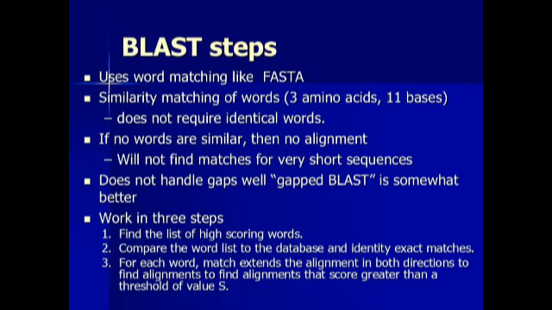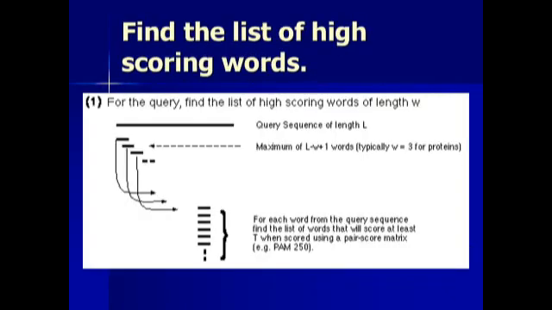So it will work in 3 steps. It will find the list of high scoring words. Then it will compare the word list to the database for identical exact matches. And for each word match, it extends the alignment in both directions and finds the alignment score which has a greater value than your threshold value. So it will start like this.